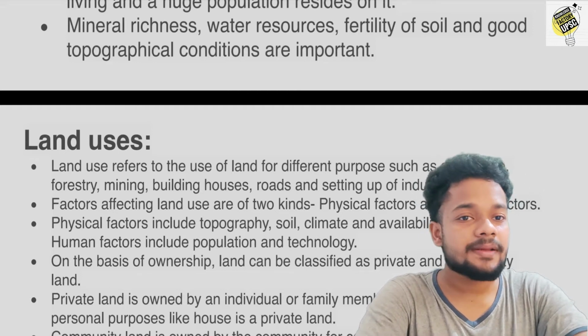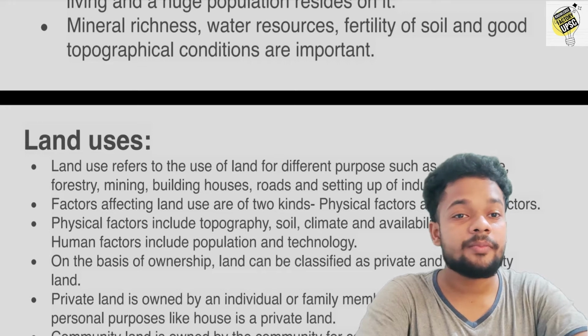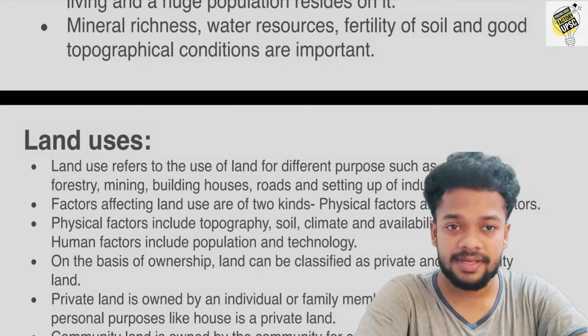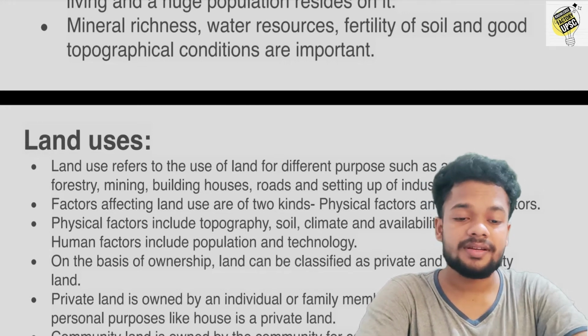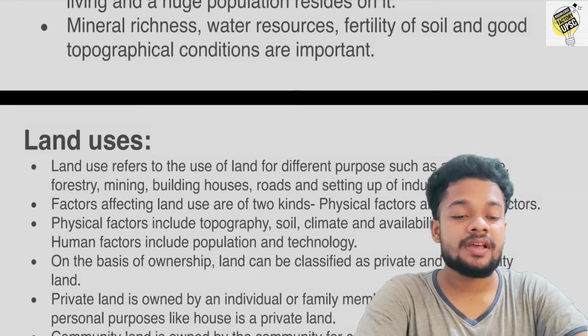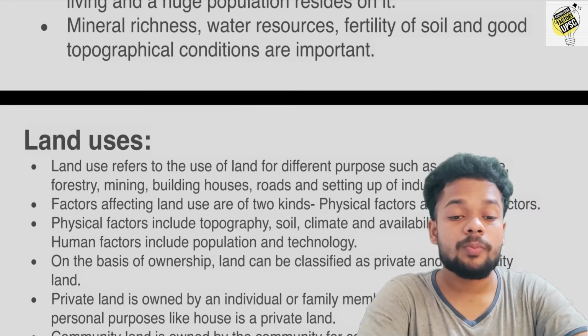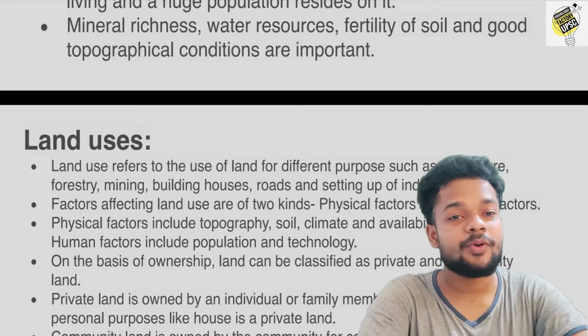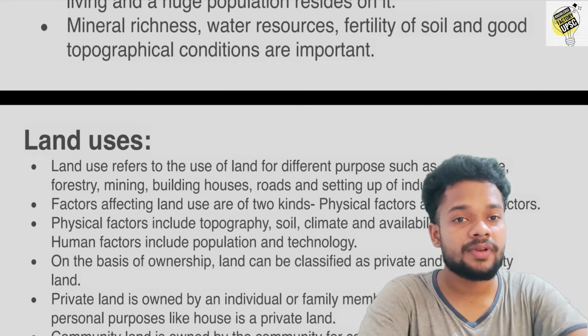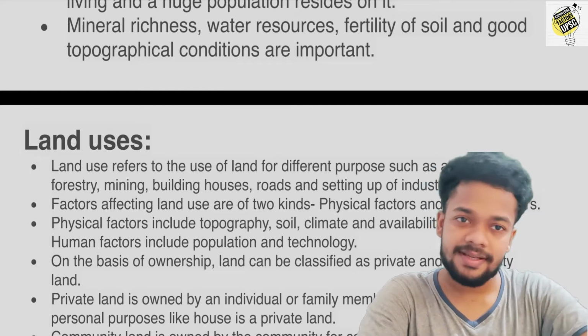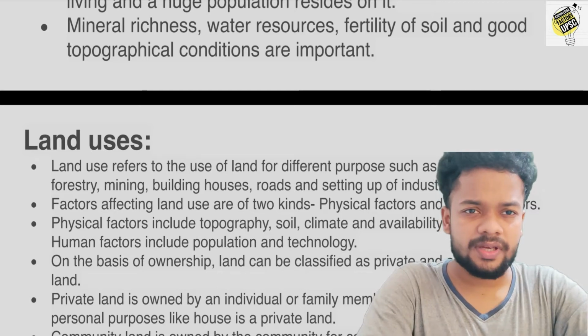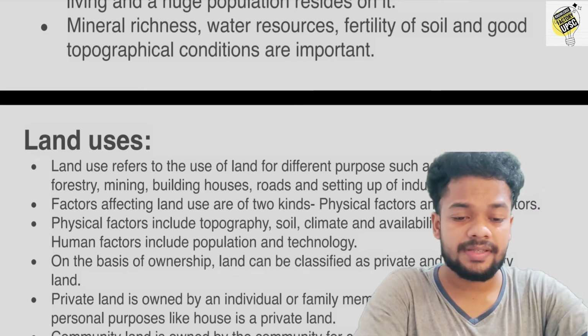That means there are some important factors that led to habitation. They are mineral richness, water sources, fertility of soil, and good topographical conditions, which are important concepts that led people to settle in certain areas. I hope it is very clear to you. It's a very simple topic, I think.